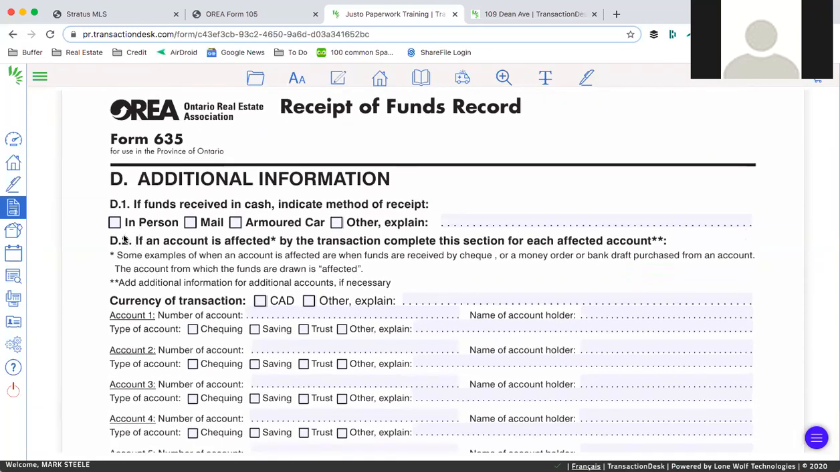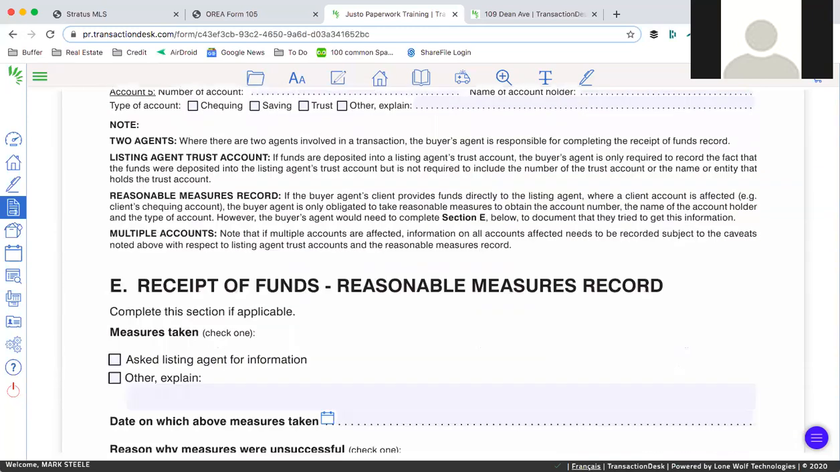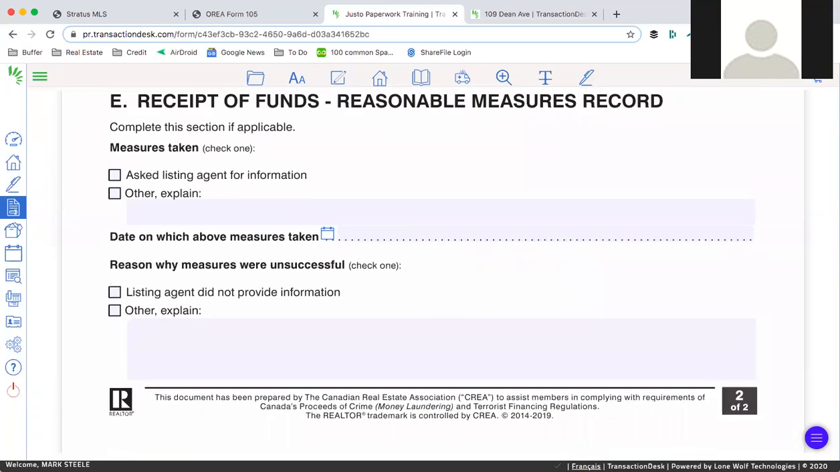For section D, you're going to put in person because most likely the deposit will be delivered in person. Otherwise, you check one of the other boxes. Currency, Canadian. Number of the account, you might see this on the actual check itself. So you can just copy the number on the check, whatever account they used, and the account holder will likely be your client's name. So John Steve. All right. For receipt of funds, I normally don't fill this in.